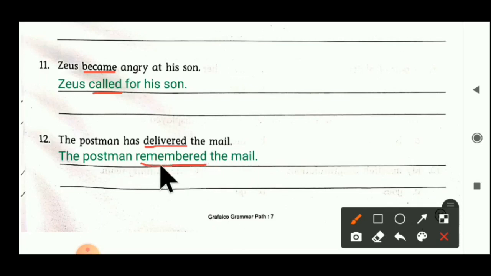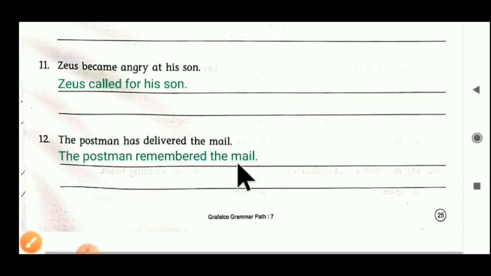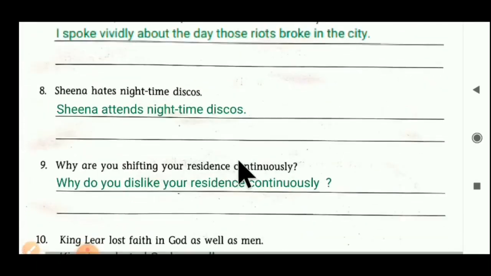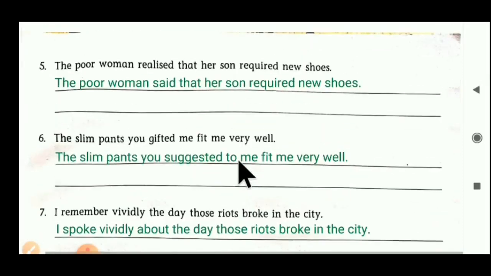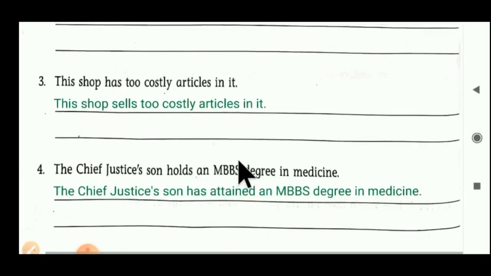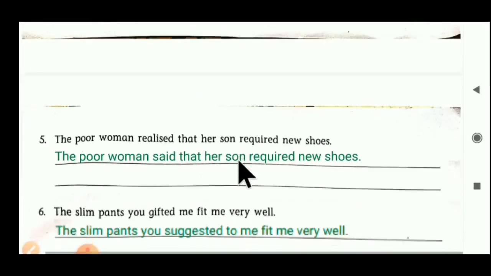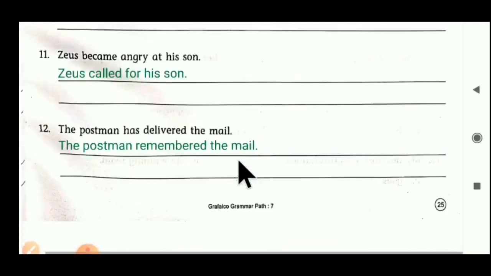So remembered became a stative verb here and delivered is a dynamic verb here. So I converted dynamic into stative verb. So students, our exercise is over. All the answers I write here, you have to complete in your grammar textbook with pencil. So students, we completed our exercises A and B. With that, our lesson number 6, verbs, stative and dynamic, is completed.